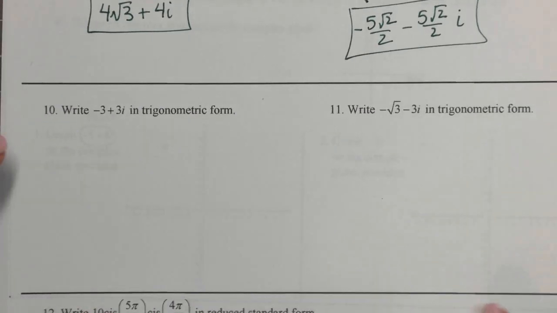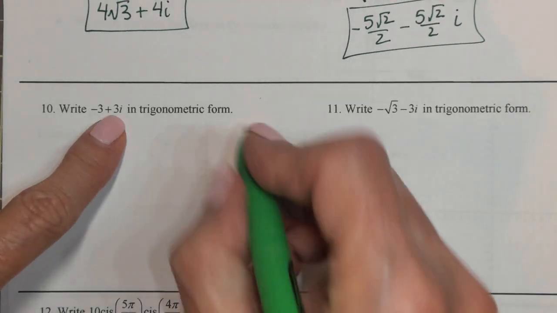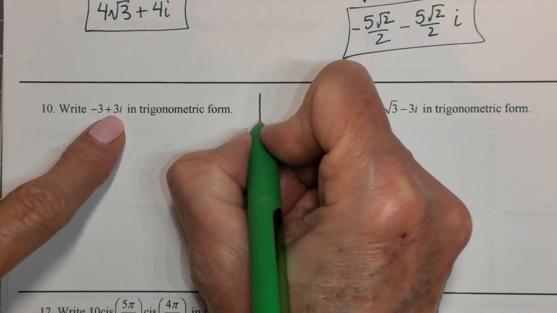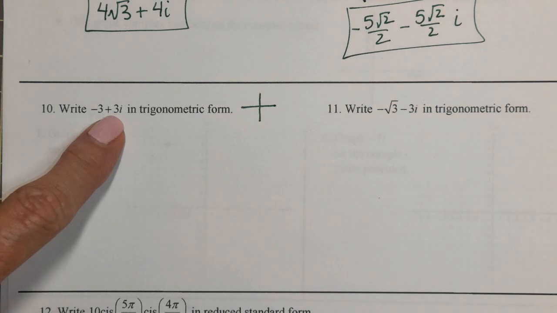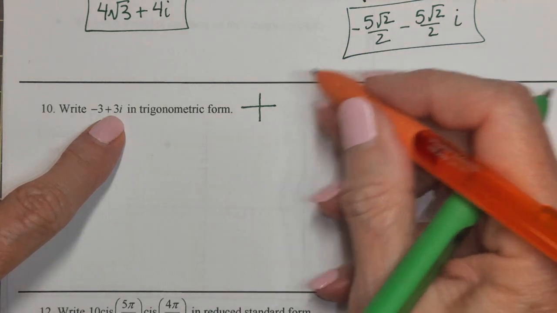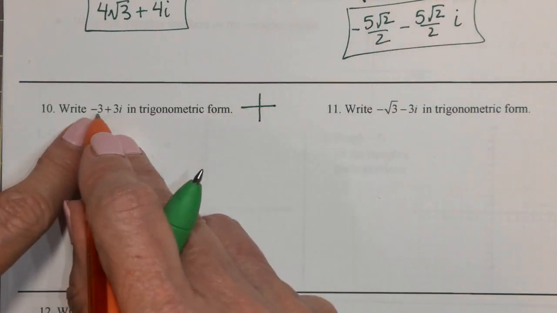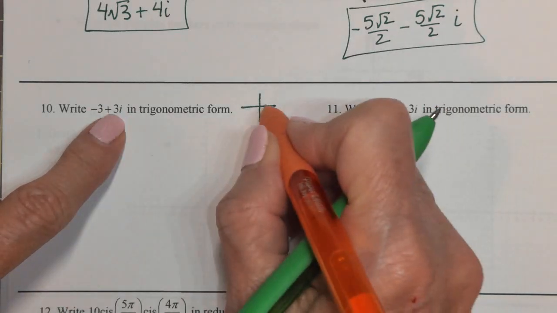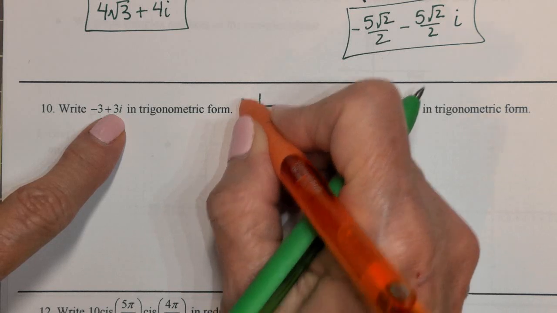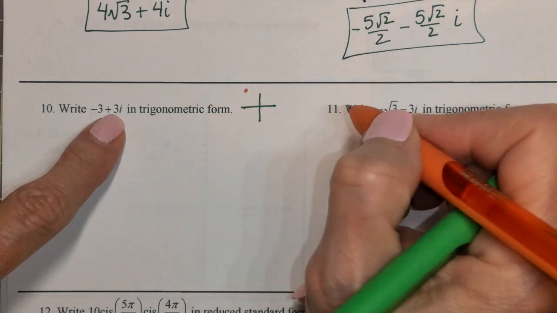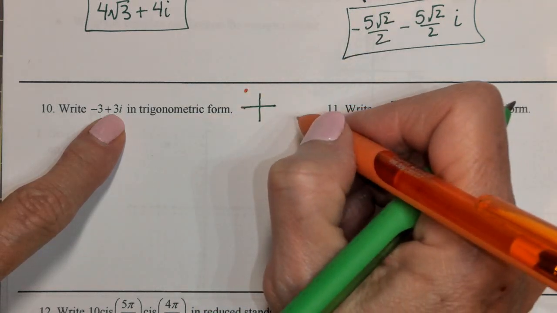Okay, let's write this number in trig form. To write that number in trig form, first I'm going to be thinking of where that is located. I need to know where my theta is. So where is this located? That is located negative 3 plus 3i, so negative 3 on the real axis plus 3i on the imaginary axis.